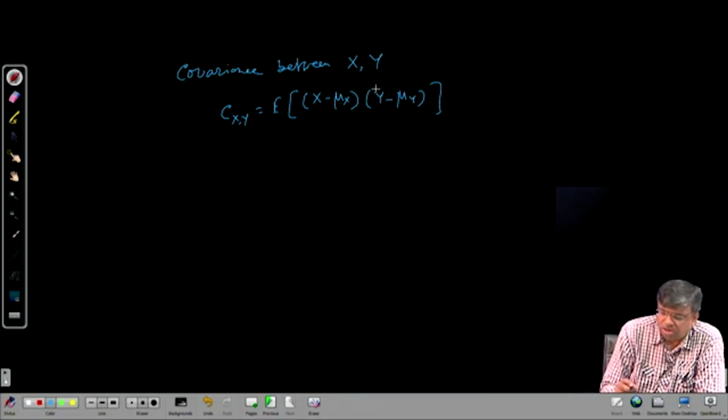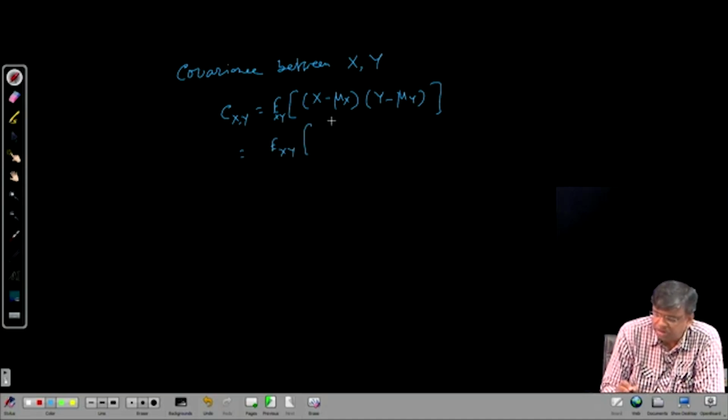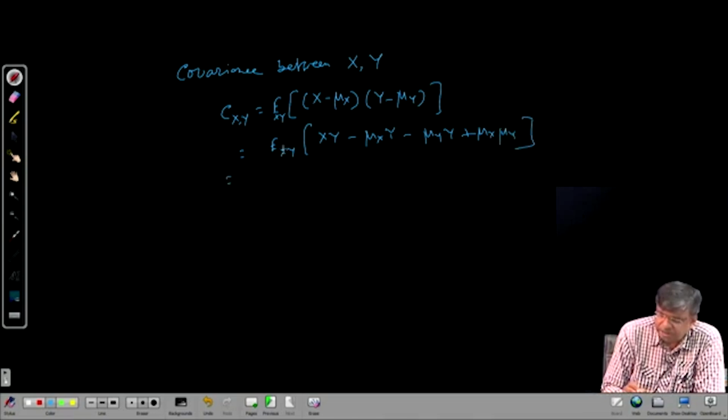All right. So, now this E is actually, there are two random variables. So, now I can put E x y, and E is a linear operator. So, if I now break it, x into y minus mu x y minus mu y x plus mu x mu y. So, it will be E x y on this, then minus E x y on this, then minus E x y on this, plus E x y on this.